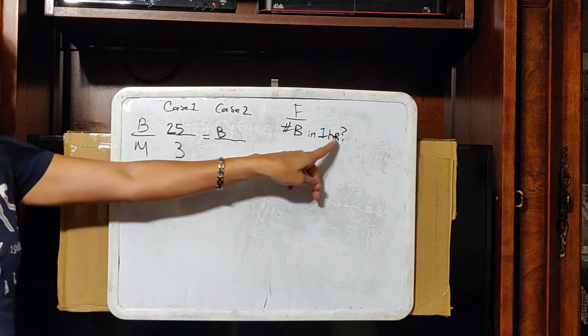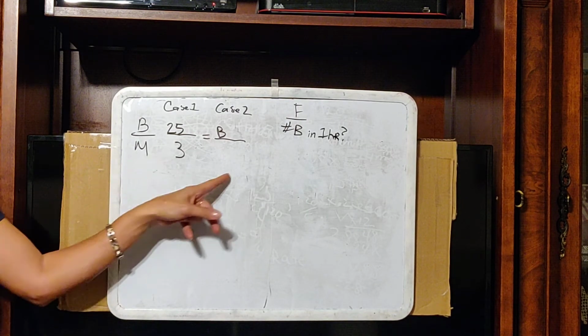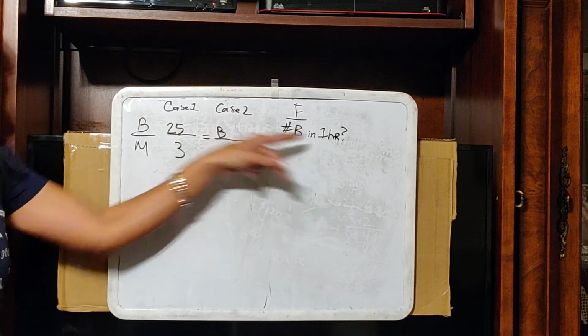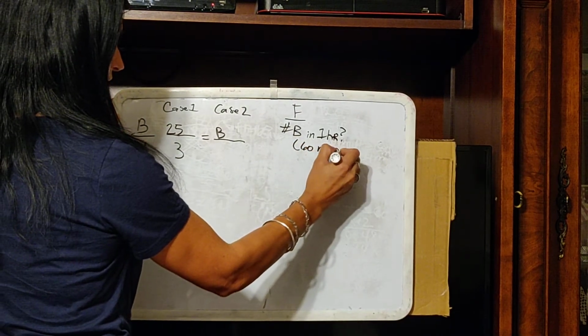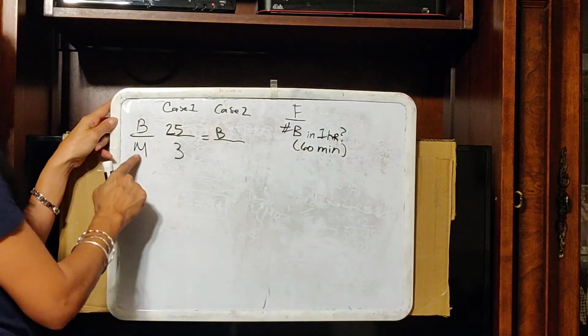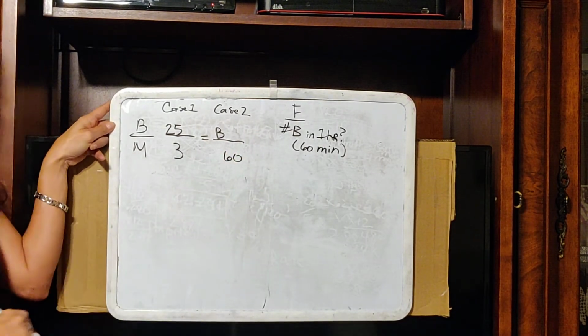Notice something. This is in hours, this is in minutes. They have to have the same unit of measure. So I'm going to convert 1 hour to 60 minutes. Now I can input the 60 in the minute column.